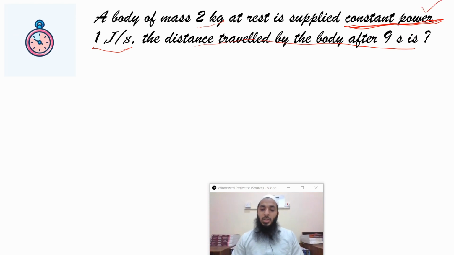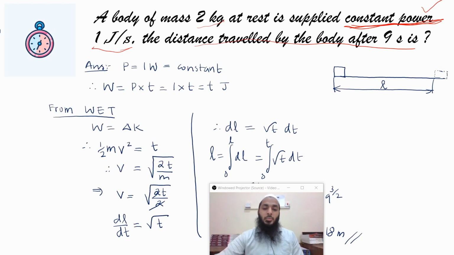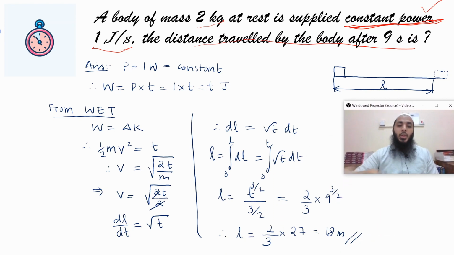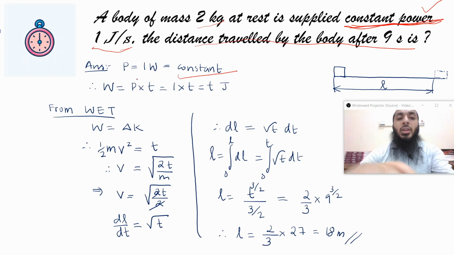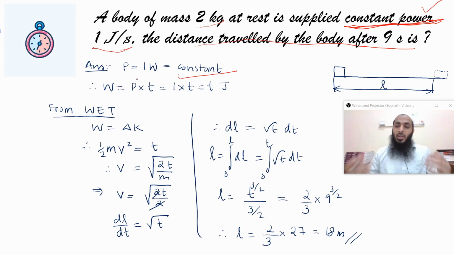We know that the power is 1 watt, and it is constant. Now we have a relation that power is equal to work done divided by time. It is the rate of doing work. So power is equal to rate of doing work, which is work done divided by time. So work done is equal to power into time.